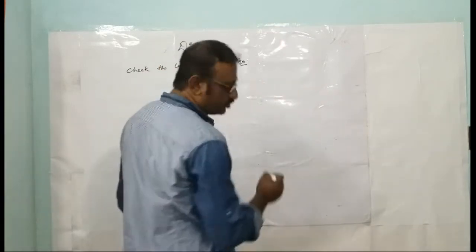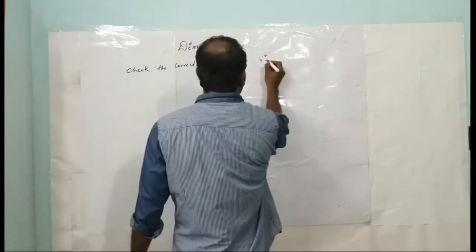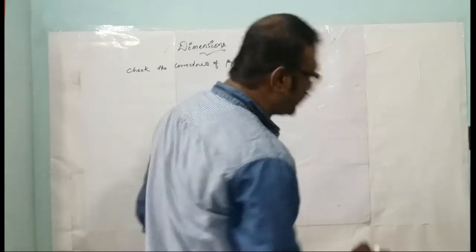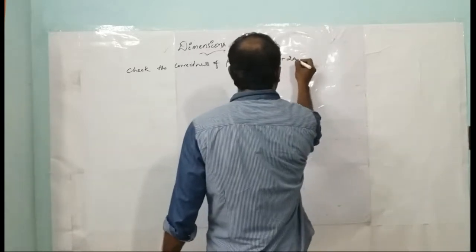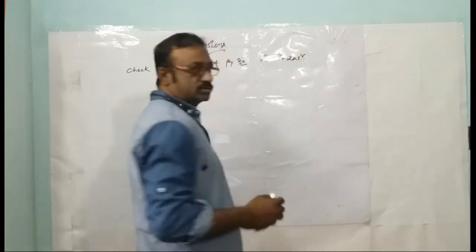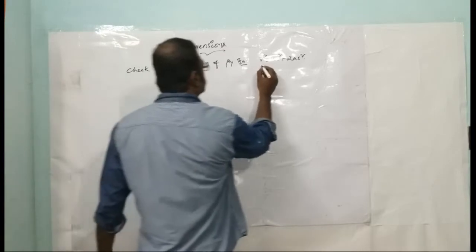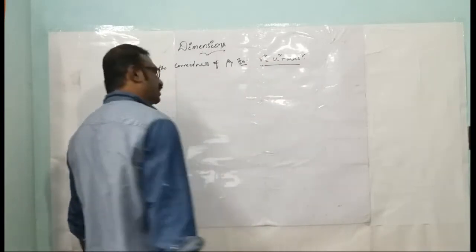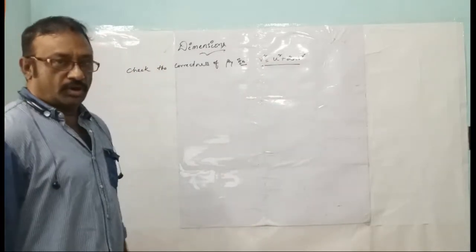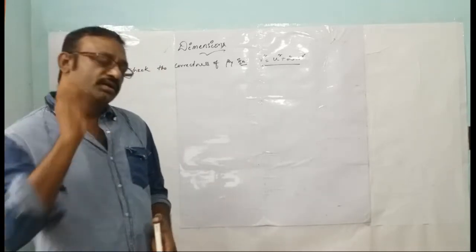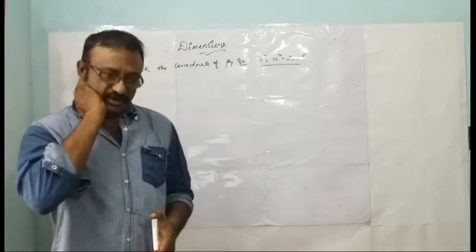v squared is equal to u squared plus 2as squared. So this is the numerical given there. We have to check the correctness of this equation using the dimensions. Already we know we apply the principle of homogeneity.